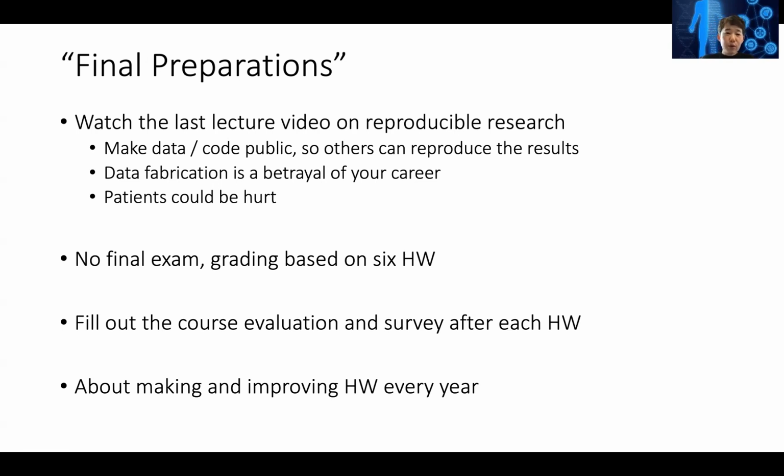I still want to show you some things for final preparation. First, there is a lecture I want the class to watch. It's on the Canvas website. The lecture is about reproducible research, how to make the data and the code public so others can reproduce the result. But that video is really about how, when data is available, other scientists discovered that the analysis had been fabricated. And so we need to be very, very careful. Data fabrication is really a betrayal of your career.